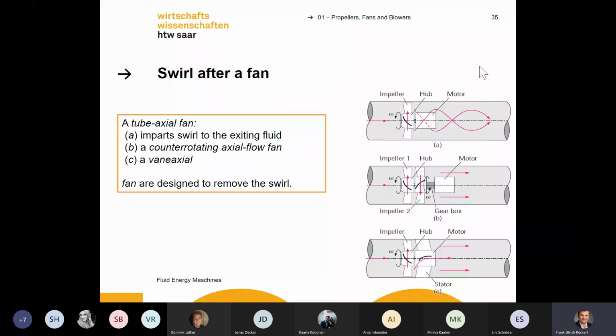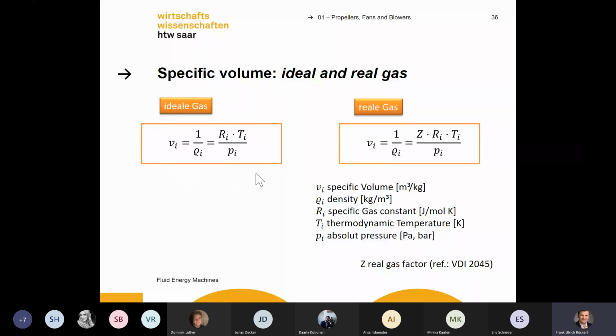Okay. The next important law is the ideal gas law. I think you should know it. We will use it in many cases later. You should make a cross at the slide. We will use it for calculations, and we can also have the real gas law, where we add this real gas factor to the ideal gas law. This is for our problems here. We will not use it so often, this law.